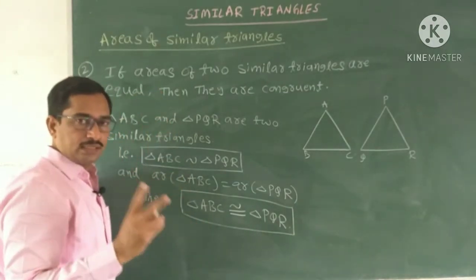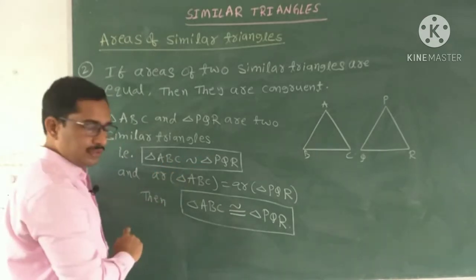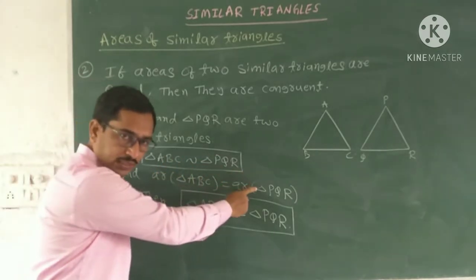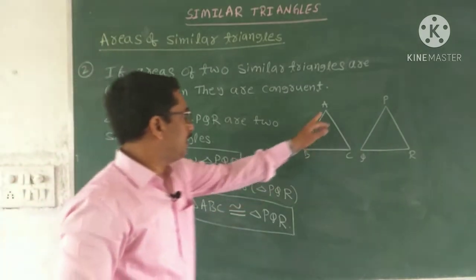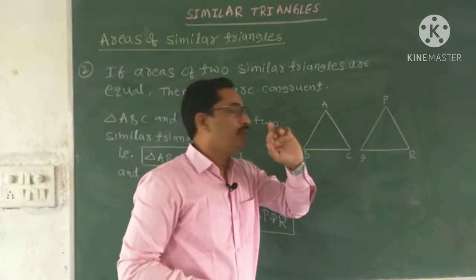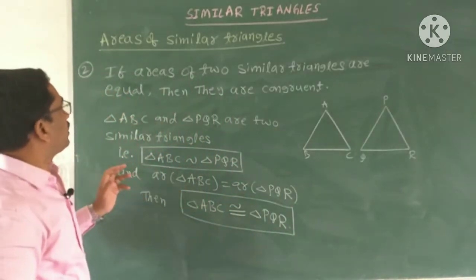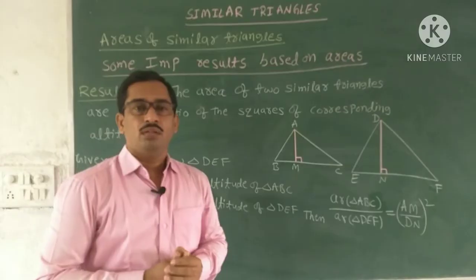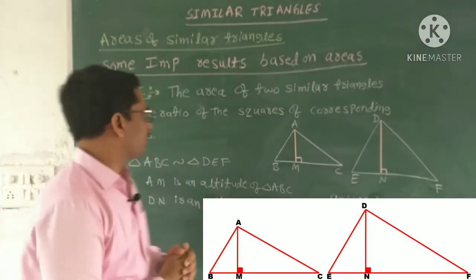The two triangles satisfy two conditions. First of all, they are similar triangles, and if their areas are equal, then the given two triangles are congruent triangles. Triangle ABC is congruent to triangle PQR. This is an important result for areas of similar triangles. Now see some important results based on the areas of triangles.